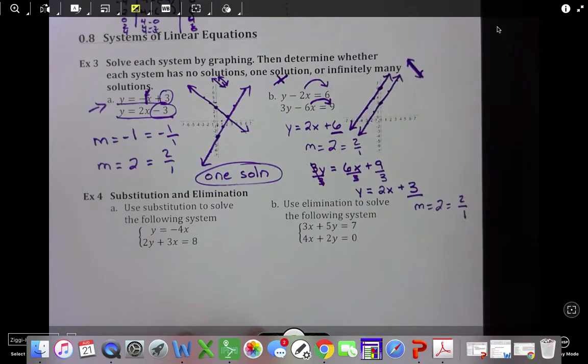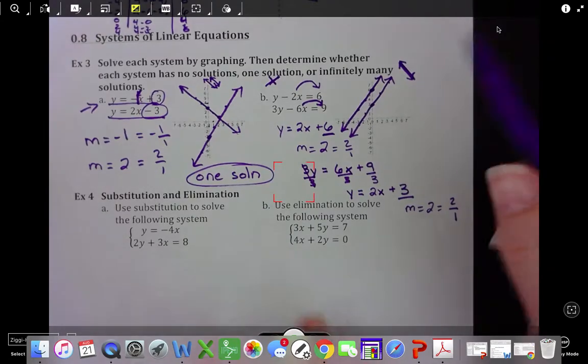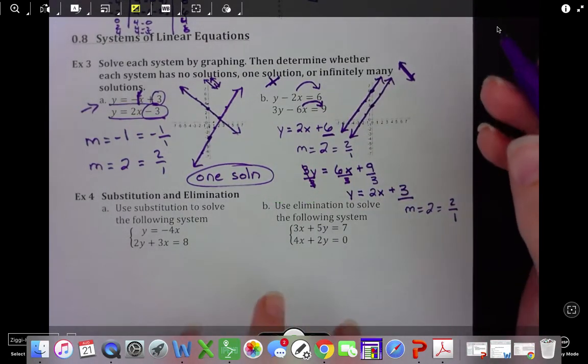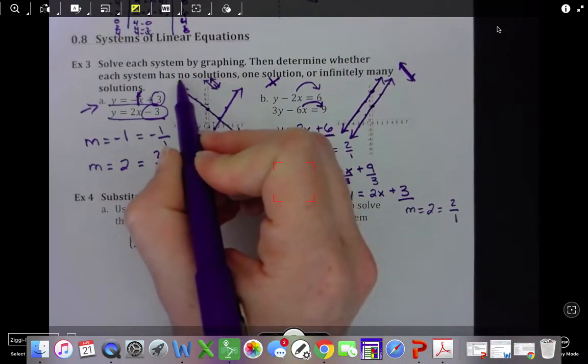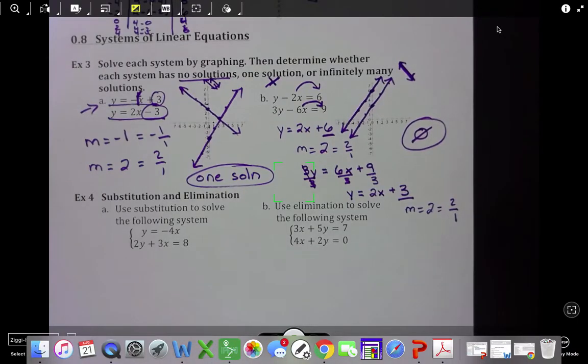Okay. Now, mine aren't completely parallel. They should be. Mine are kind of squiggly a little bit, but those two lines should be completely parallel, which means I have no solutions. Or you can put a circle with a line through it, because they are not going to ever cross at any point, so I will have no places where they cross.